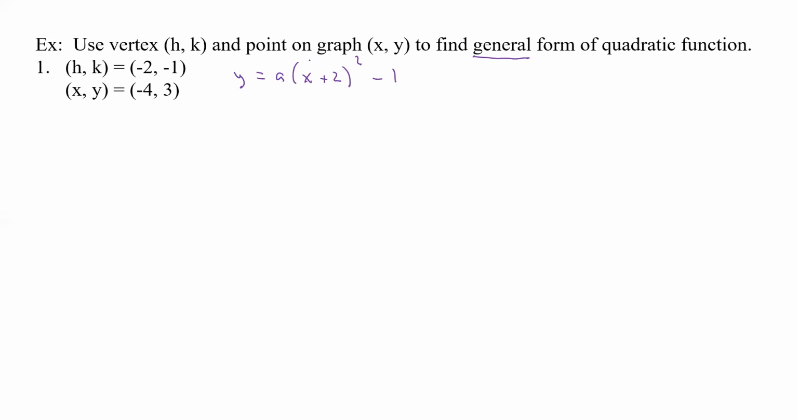Okay, and now we can use this and plug that into this function. So this is really your f of x equals that. And so now we're using our function, our point that we know on the graph. So y is 3 equals a times x, which is negative 4, plus 2 squared minus 1. So let's go ahead and add 1 to both sides to simplify it a little bit. So 4 equals a times. Now negative 4 plus 2 is negative 2. Negative 2 squared is going to be 4.